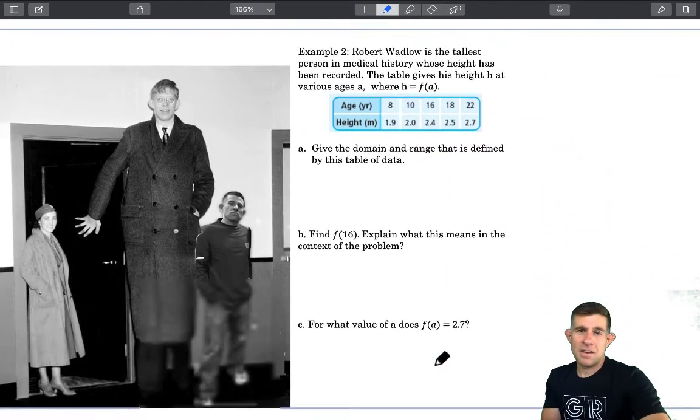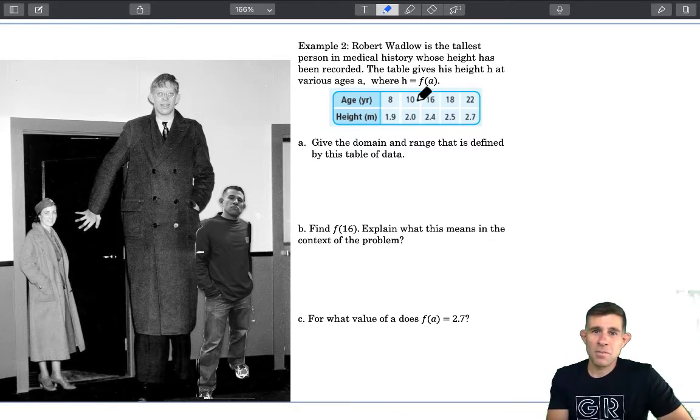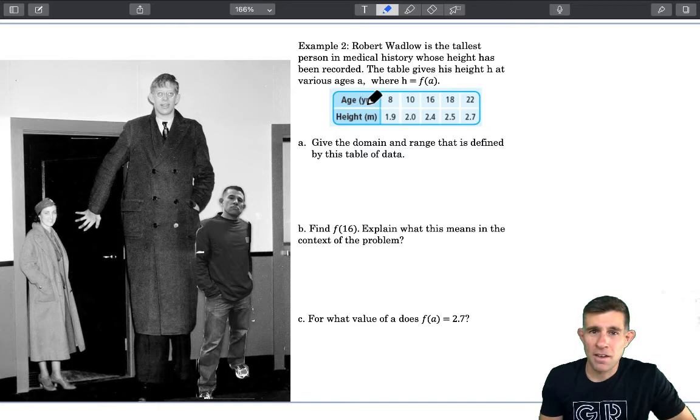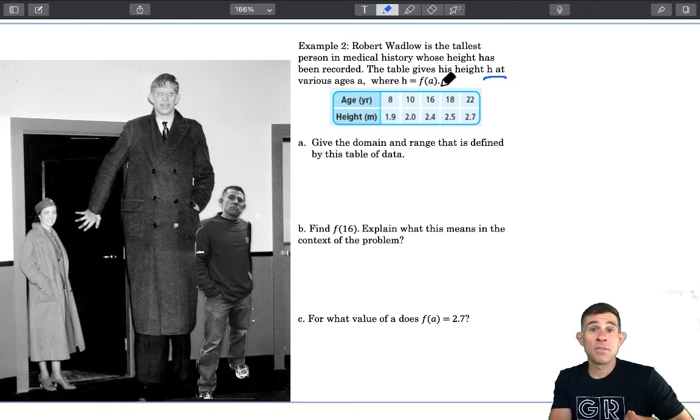All right. Next, let's take a look at our next example here. Robert Wadlow is the tallest person in medical history who has a height that has been recorded. The table here gives his height h at various ages a, where h is a function of a. Okay, so your height is a function of your age. In other words, your height depends on your age. So your age is your x value here, and your height is your y value.